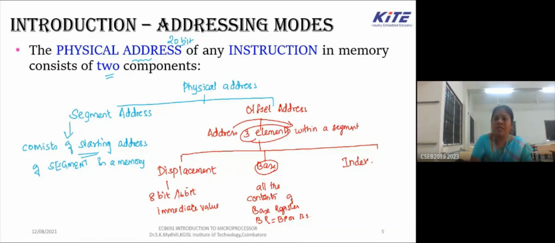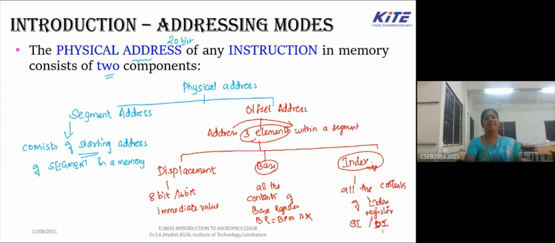So now coming to the index part. So what is the index part? Index consists of all the contents of the index register. So here also it is specifying the index register. So what is the index register? It is specified with SI and DI, source index and destination index.